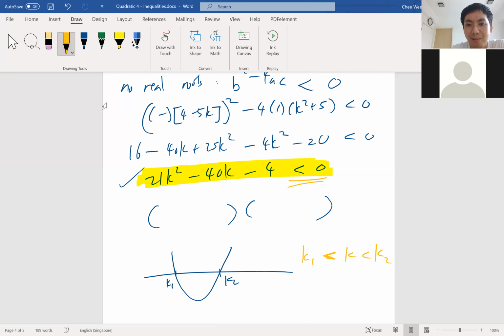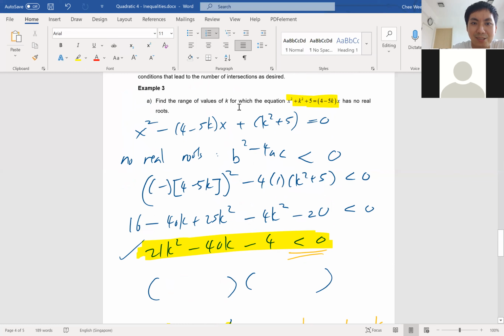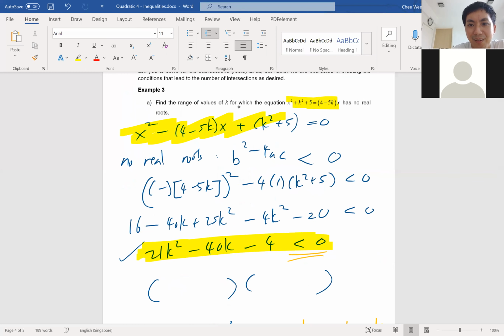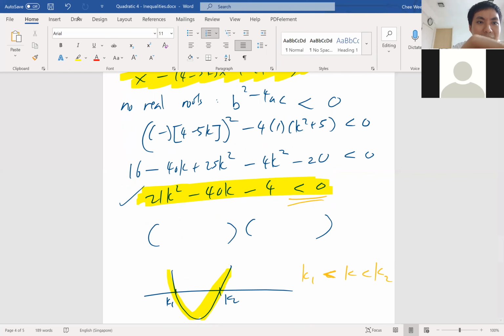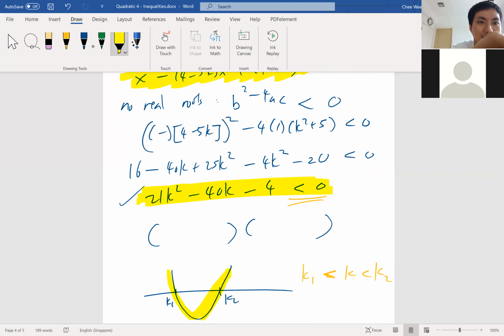Get it? So all this curve that we are sketching here is not the original function, it's not this guy at all. This U-shaped curve that I have at the bottom is actually 2x squared minus k. That's all. So that's the whole point, and that's where it gets confusing for some people.